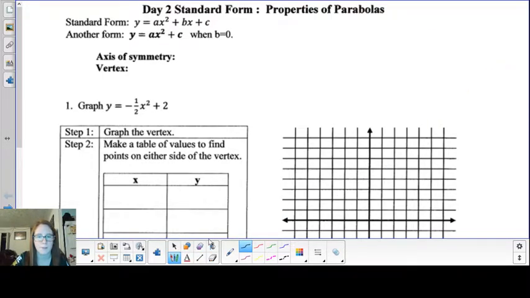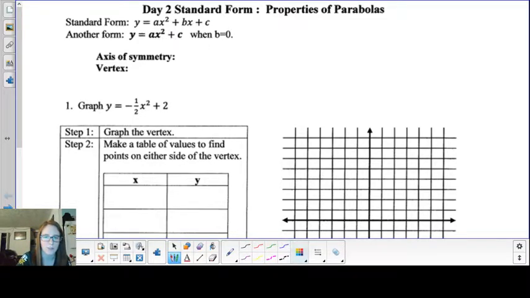Alright guys, today we're going to talk about day 2 of standard form of parabolas. We're going to take a look at different ways to go ahead and graph them. Yesterday we talked about having every single term, our ax squared plus bx plus c. Today we're going to take a look at what happens when there's no linear term. So we have our quadratic and we have our constant.